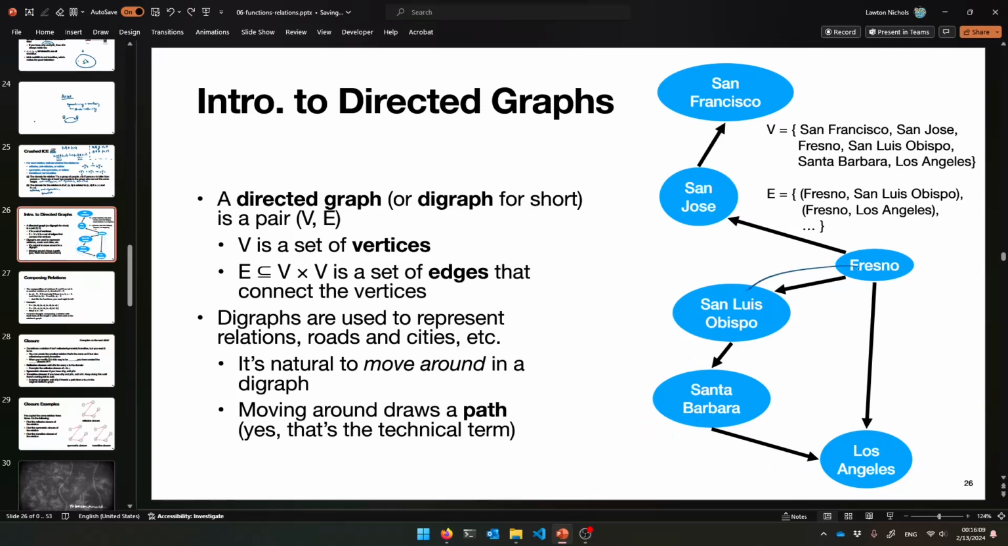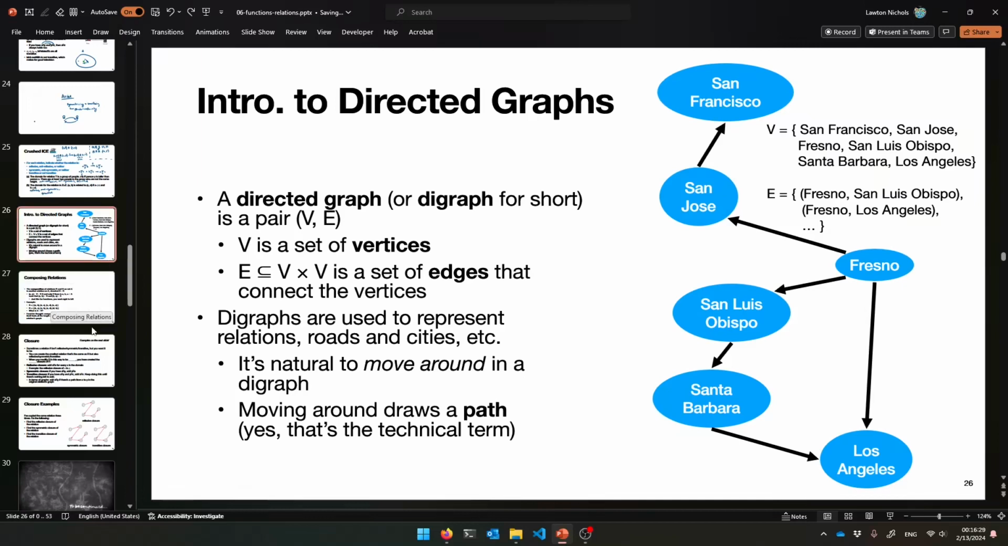There's a path from Fresno to Santa Barbara. You can go through San Luis Obispo. There's a path from Fresno to San Francisco. See that? Because you can follow edges to get there. So it's a very generic idea, but that's what it means to be a directed graph, and that's technically what we've been drawing when we drew relations. So it's worth talking about for at least a little bit.